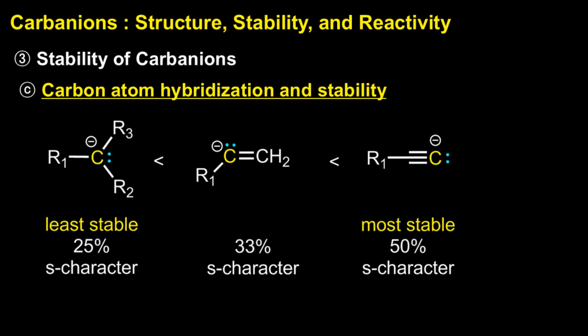And here's why that matters. Less stable carbanions, like those with sp3 hybridization, are highly reactive. They're eager to find something to react with.